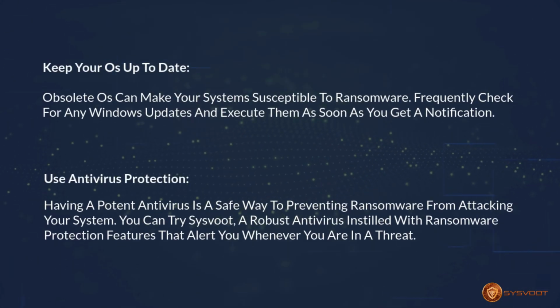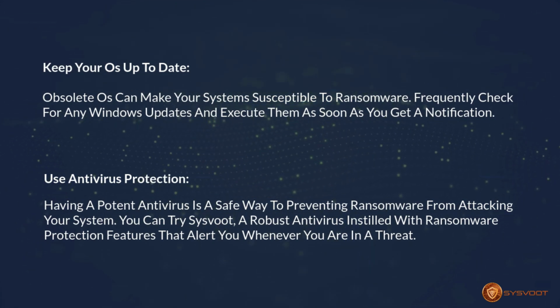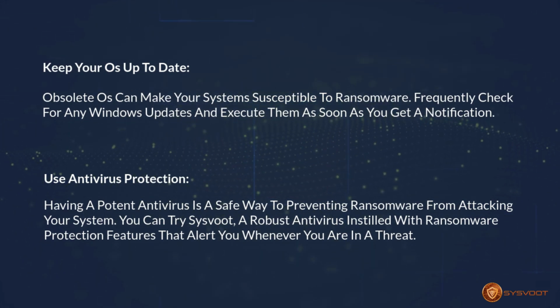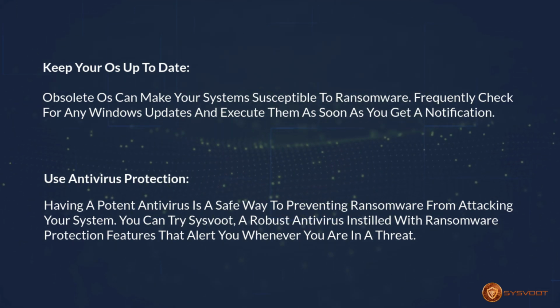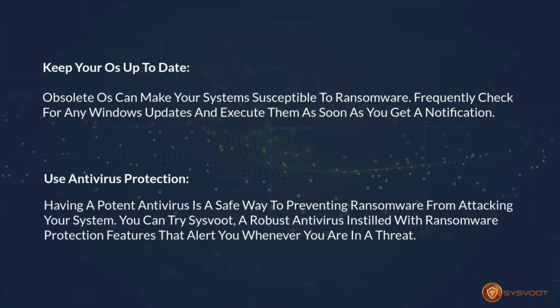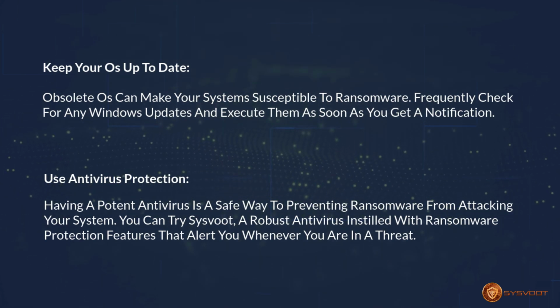Keep your OS up to date. Obsolete OS can make your systems susceptible to ransomware. Frequently check for any Windows updates and execute them as soon as you get a notification. Use antivirus protection. Having a potent antivirus is a safe way to prevent ransomware from attacking your system.